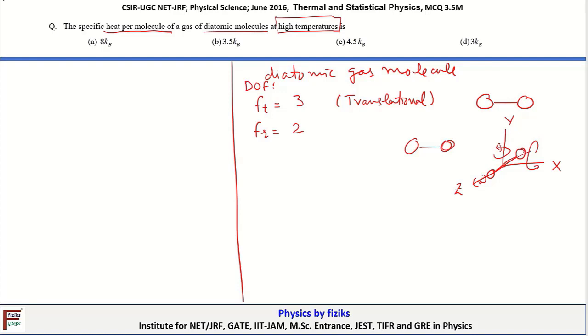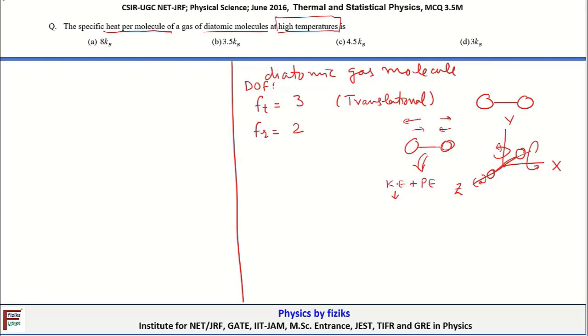So when these two atoms are vibrating, either they can move like this, or they can move like this. Both atoms either approach each other, or move apart from each other. So this process leads to two different energy terms. One is the kinetic energy, and another is the potential energy of the interaction between these two gas molecules.